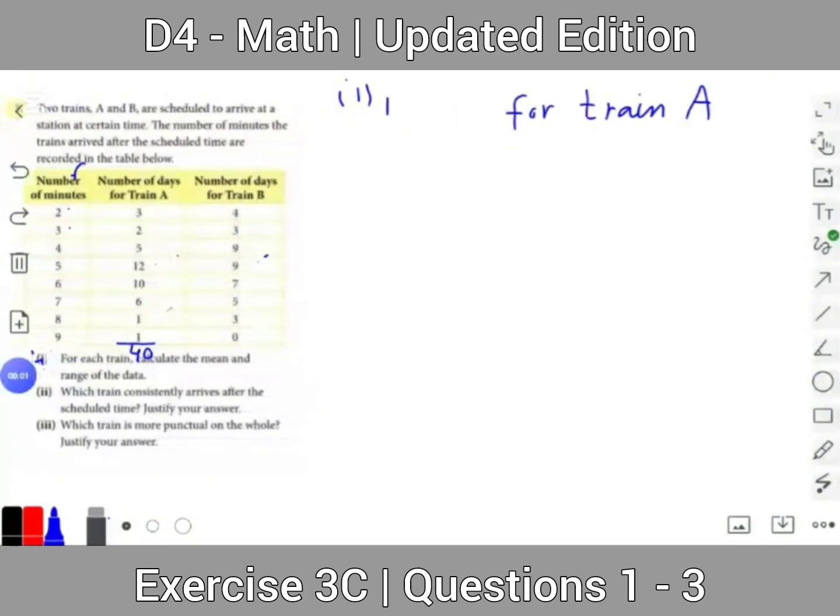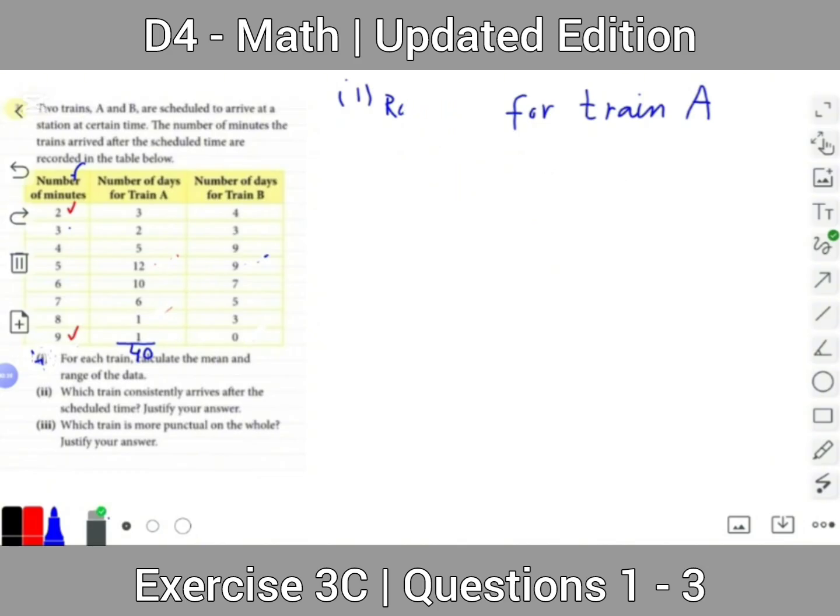Now to find out the range for train A, we will use the formula largest value minus smallest value. So in the number of minutes, we see the largest value is 9, and the smallest value is 2. So we have 9 minus 2 is equal to 7 minutes. So the range for train A is equal to 7 minutes.